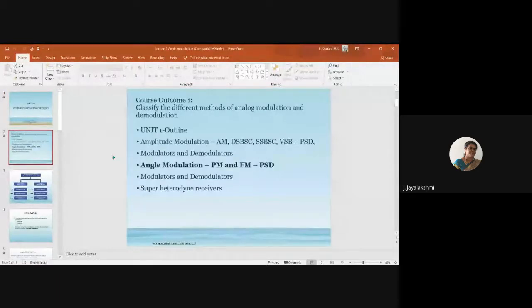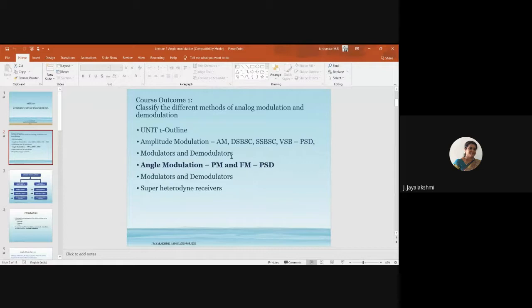So in the first unit, we have seen the different methodology of the analog modulation schemes as well as demodulation. The AM signal was generated. We have seen the characteristics, power calculation, efficiency calculation for all modulation schemes, and also the modulator as well as the demodulator. And this unit is going to be the angle modulation. There are two types of angle modulation: one is phase modulation, another one is frequency modulation.